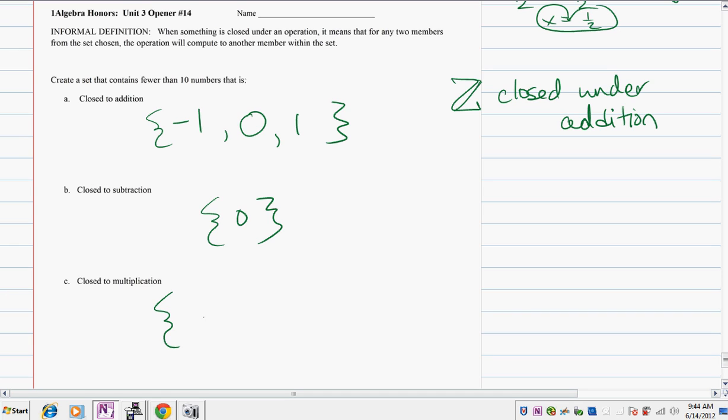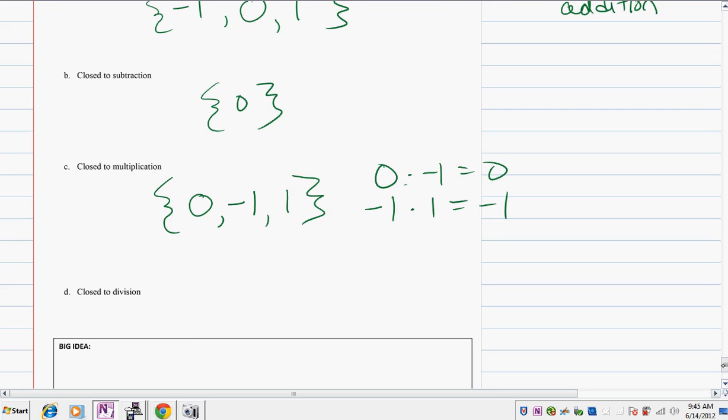Closed under multiplication. Again, does this work? 0 times negative 1, 0. So my zeros always come out 0. What about negative 1 times 1? Negative 1. So that works. This is closed under multiplication.